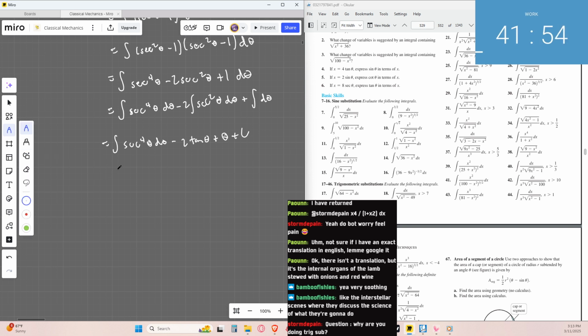Oops. So, I guess it's a typical, wait. No, I'm psyching myself out because we had tangent that was to the fourth. Now it's secant to the fourth.